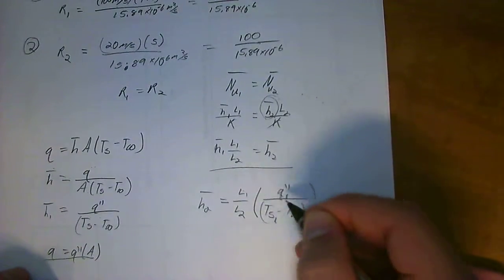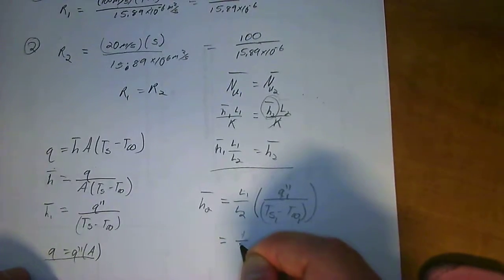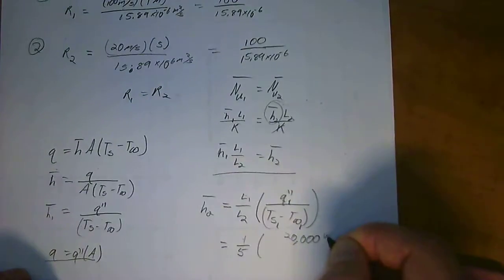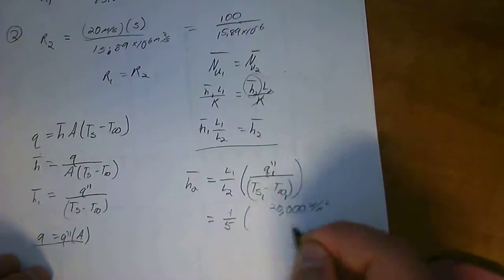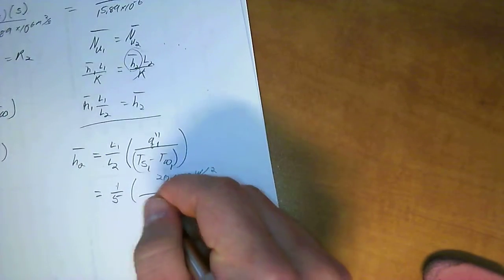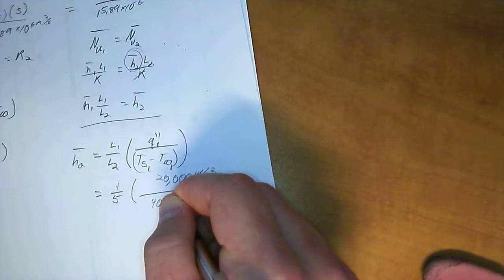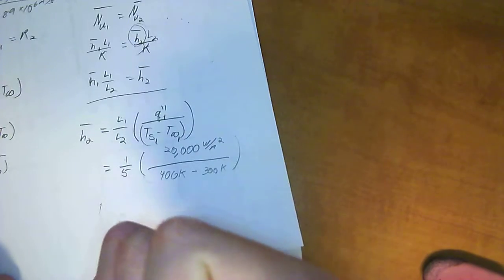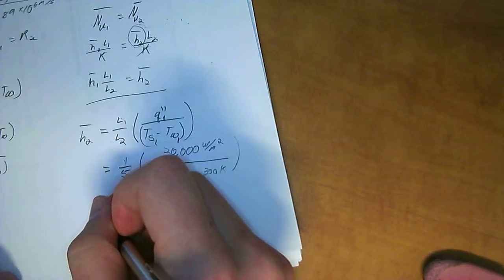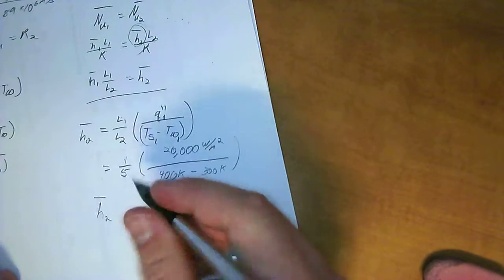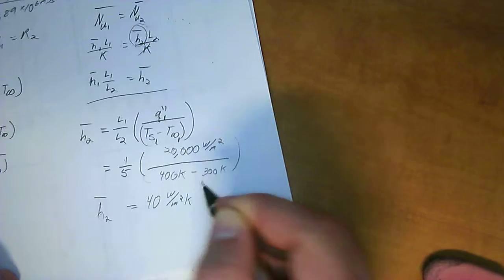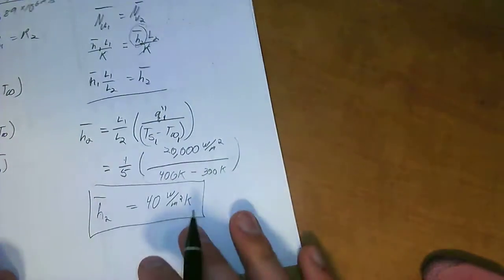So it's clear. And if you do this, then you have L1 over L2 is 1.5, all over 20,000 watts per meter squared, all over 400 Kelvin minus 300 Kelvin. And solving this out, you get h2 bar is going to equal 40 watts per meter squared Kelvin. And that's your answer. So it's pretty easy.